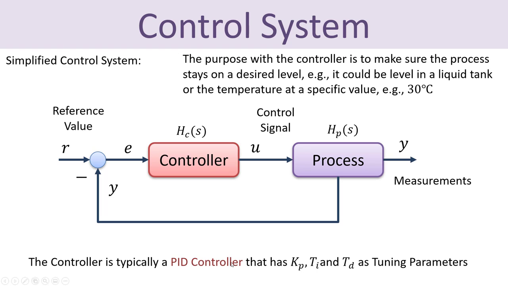So the PID controller is the most used controller today. And that controller has three tuning parameters, namely Kp, Ti, the integral time, and Td, the derivative time.